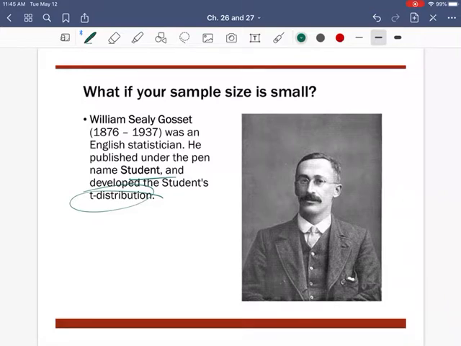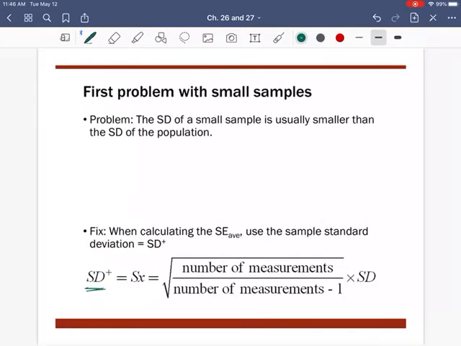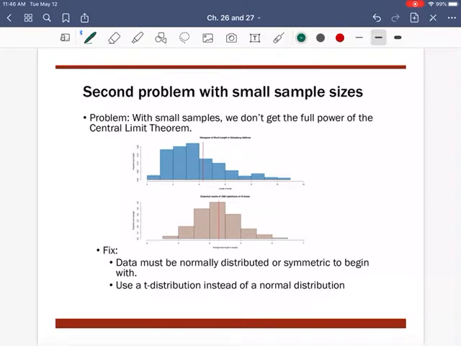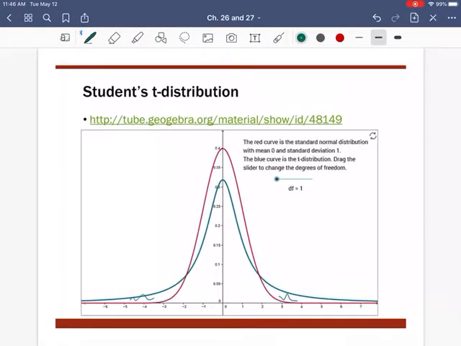So this guy right here, who went under the pen name Student, came up with the t-distribution, and you use a t-distribution if your sample size is less than 30. So if you're sampling 15 data values instead of like 50, because you can't sample 50 people or whatever, this is when you use a t-distribution. A t-distribution is similar to the normal curve, except... you can't use the normal curve for small sample sizes because the sample is so small.